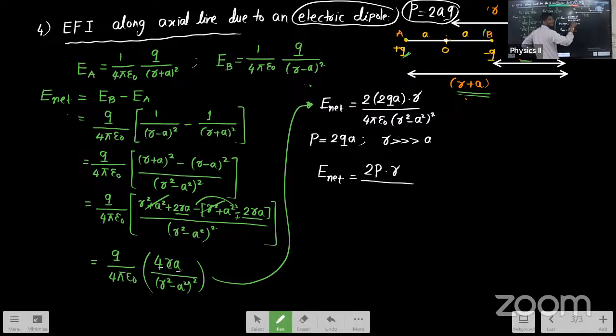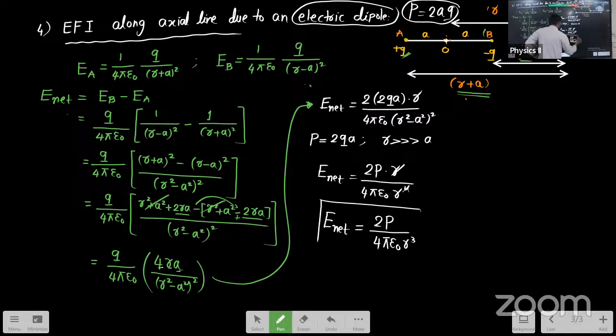R square into square, what does it become? R power 4 becomes. So this will become 4 pi epsilon naught into R power 4. So here R and this power 4 will get cancelled. So our final answer for electric field intensity along the axial line of an electric dipole will be 2P divided by 4 pi epsilon naught. Here 4 gets cancelled, 1 R and 4 get cancelled. So we will be left with R cubed. So this is the end of this answer.